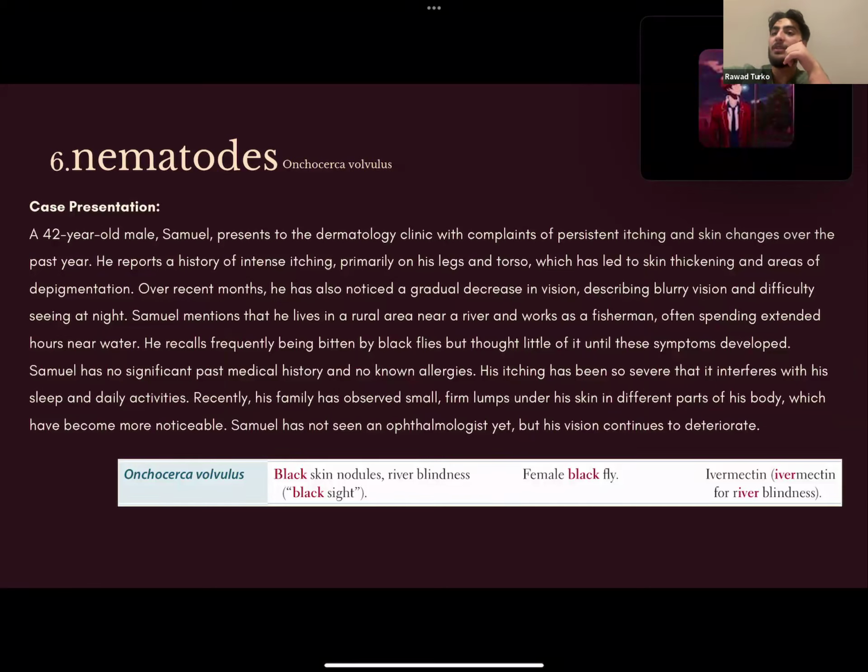Quickly to read this: Samuel presents to the dermatology clinic with persistent itching and skin changes, skin thickening in areas of depigmentation, and he also noticed a gradual decrease in vision. He mentions that he lives in a rural area near a river, and he works as a fisherman. He recalls frequently being bitten by black flies, but thought little of it until these symptoms developed. So again, skin nodules, river blindness, from the black fly.